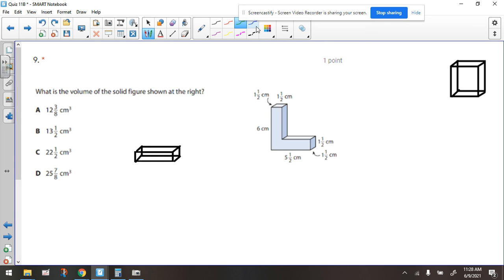We're taking a look at question 9. What is the volume of the solid figure shown at the right? So they're talking about this thing. Now, we have a couple approaches that we can take. We've talked about 2 approaches in class.